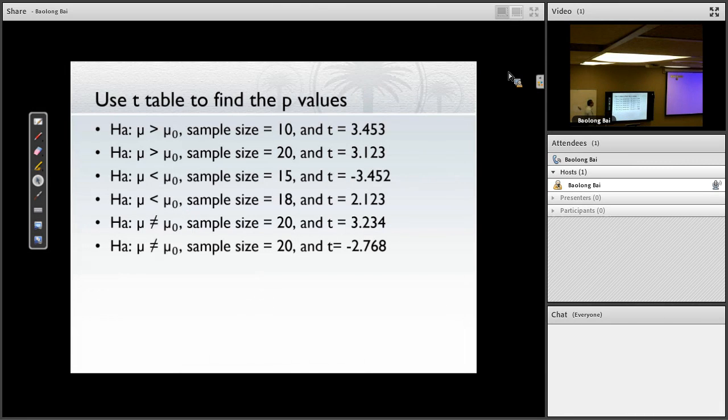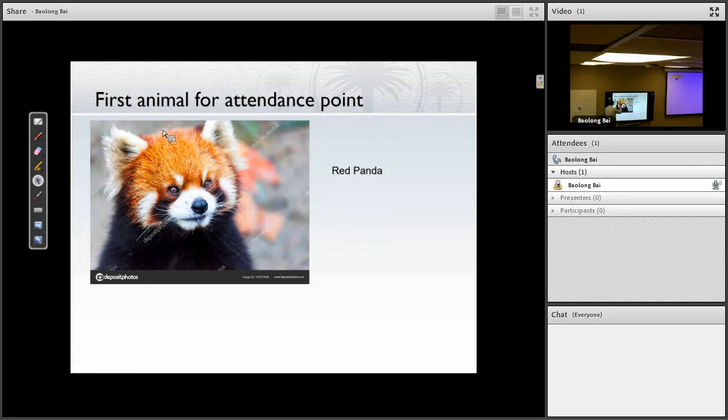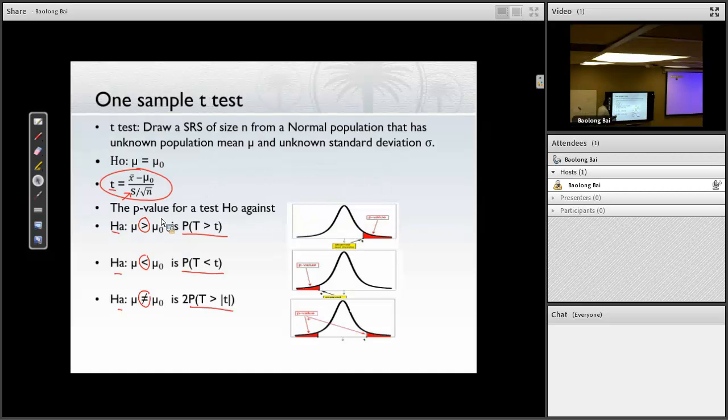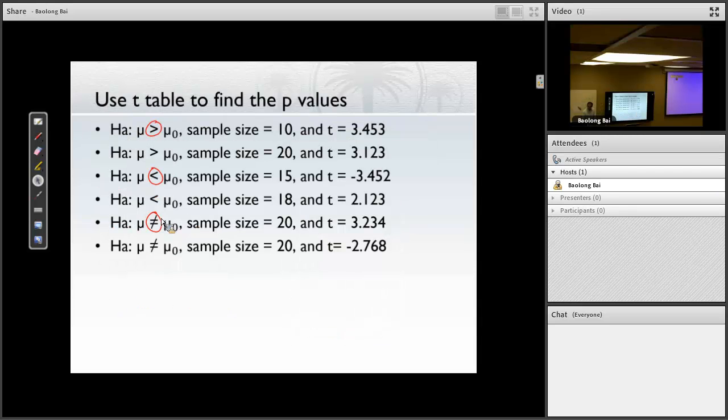Right. So in a t-test, your alternative hypothesis could have different signs. It could have a greater than sign, a smaller than sign, or a not equal sign, right? And based on the sign, your p-value will take a different form, right? So don't forget that. Then, for example, if we have this scenario, how do we find the p-value?